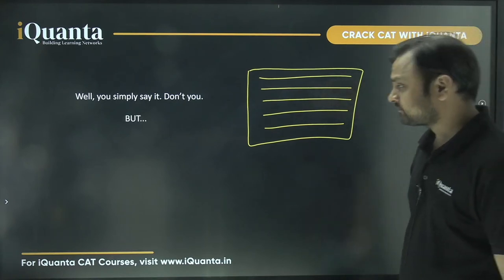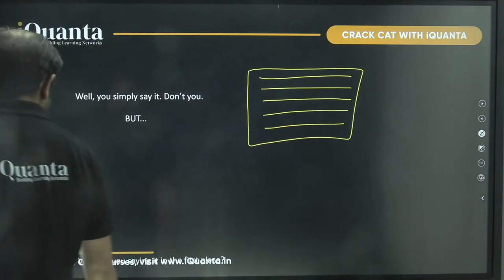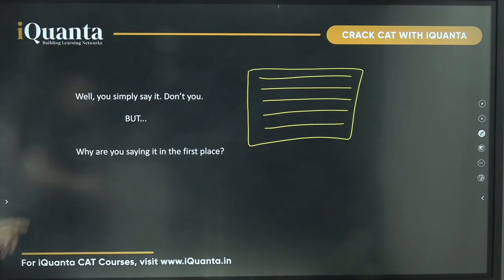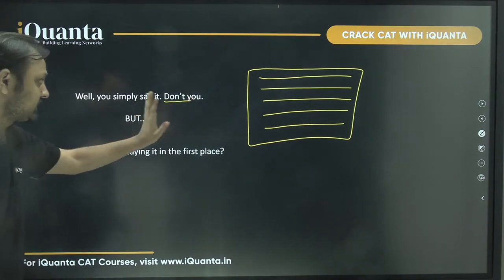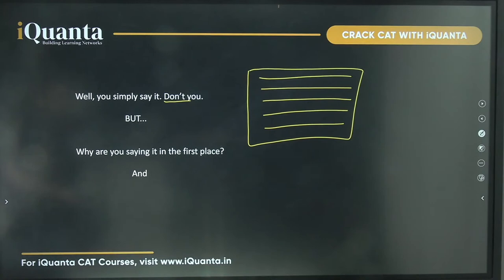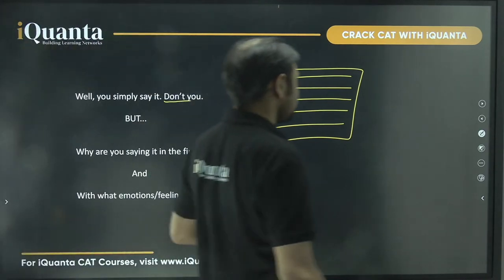But the next question is, why are you saying it in the first place? It's good that you say it, yes, but why do you say it? Because you are feeling in a certain kind of way, in a particular way, so you just want to convey that emotion. So one question is, why are you saying it in the first place?